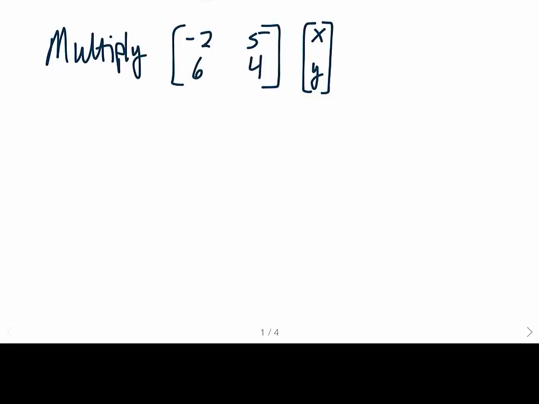Multiply [-2, 5; 6, 4] by the column matrix [x; y].